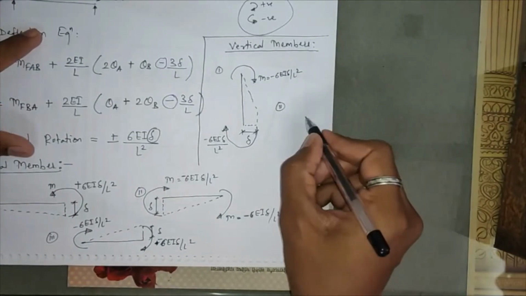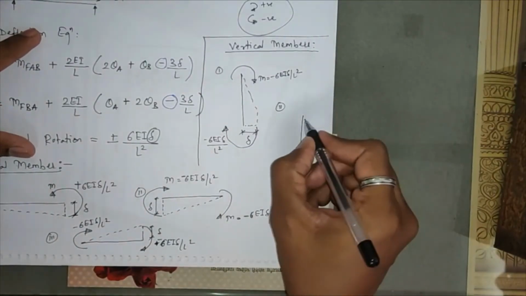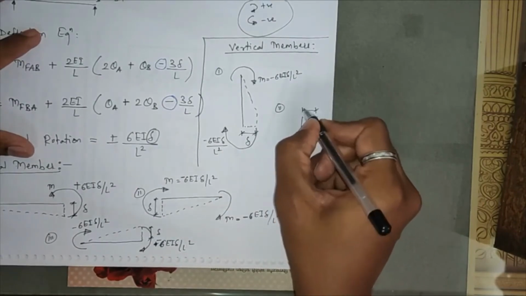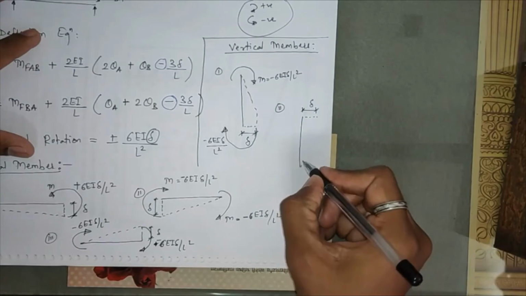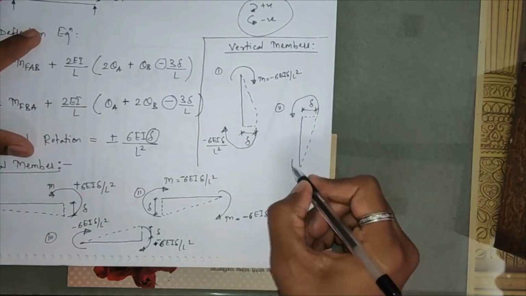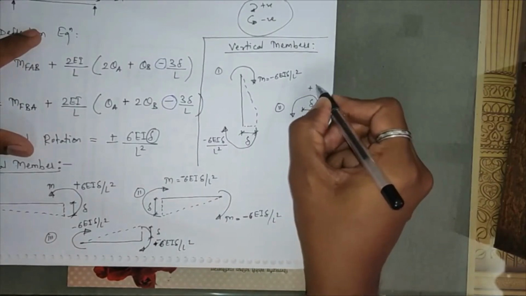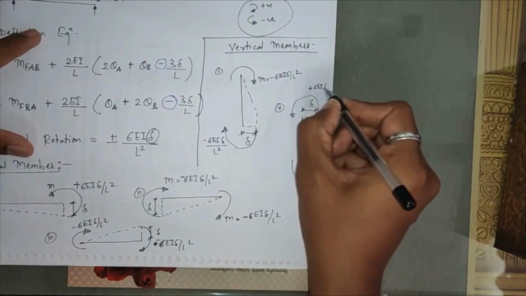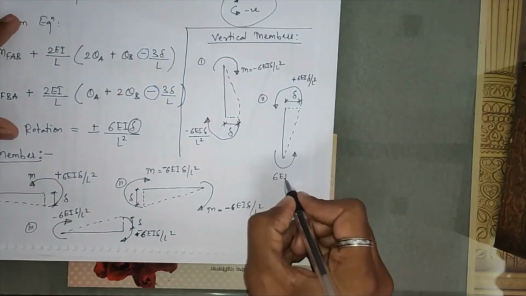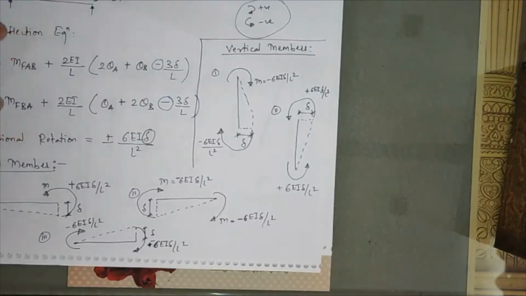Second example I'll take. Suppose here these displacements are coming in the upward direction, delta here. Again translational rotations will be induced. Now these are anti-clockwise moments, so that will come plus 6EI delta upon L square, and this will also come plus 6EI delta upon L square.